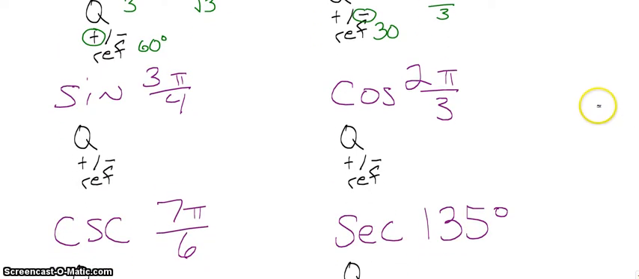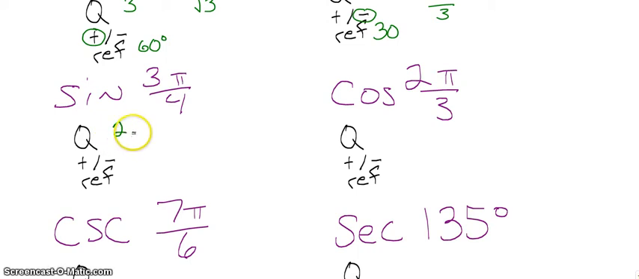Throwing in some radians. So 3 pi over 4. For these, I like to think about, okay, how much more or less than 1 pi, and then just kind of go from there. So this is more than half of a pi, less than 1 pi. So we are going to be in quadrant 2.